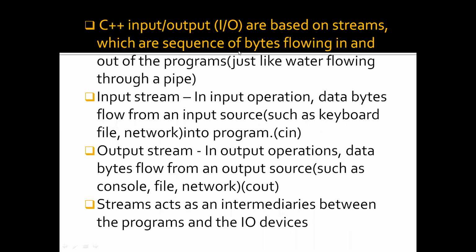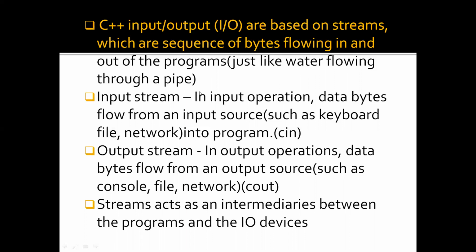Do you remember? For each and every program, we are including a header file called iostream. So we will learn what iostream is and what happens when we include iostream in our program. C++ input and output are based on streams. Whatever we give as input, and whatever it gives as output, is based on streams, which are sequences of bytes flowing in and out of a program.